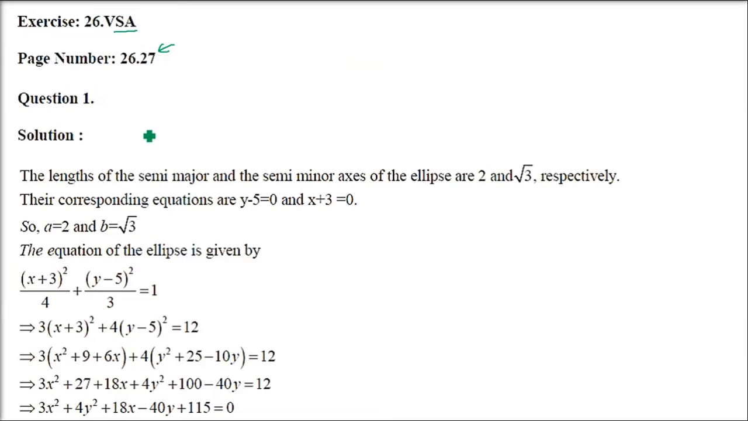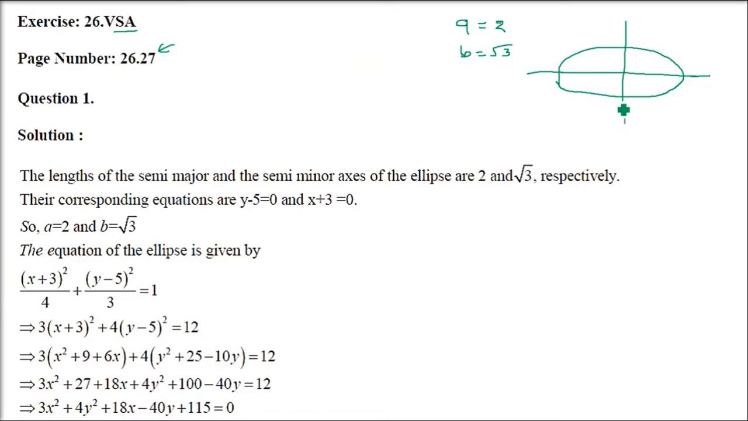If the lengths of semi-major and semi-minor axis of an ellipse are 2 and root 3 and their corresponding equations are y minus 5 equals 0 and x plus 3 equals 0, then write the equation of the ellipse. So it is given that semi-major, 2a is major, semi-major is a. a is given as 2 and b is given as root 3. Semi-major and semi-minor is given. So if you see, b is root 3, that is 1.732, so a is greater than b here.